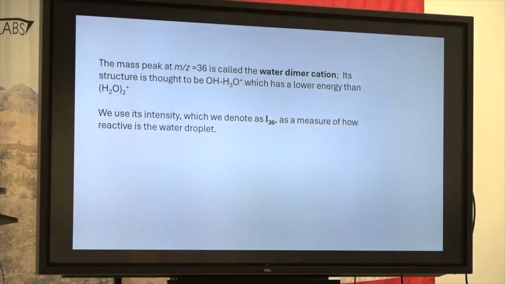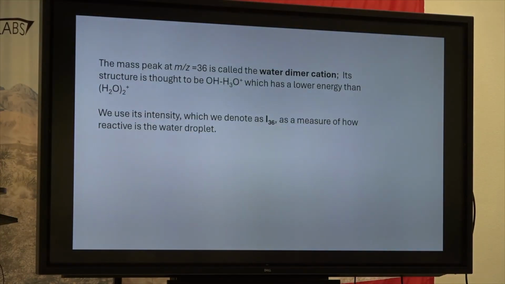Good. What do we see? We need to look at the mass peak at m over z equal to 36. That's called the water dimer cation. Its structure is thought to be OH-H3O+, which has a lower energy than actually the H2O dimer plus. So even if you take an electron off of H2O, it'll form this OH-H3O+. Okay? We're going to use this mass at 36 as a measure of how reactive the water droplet is.